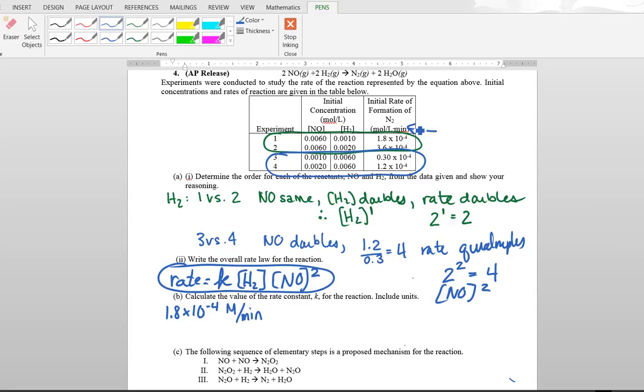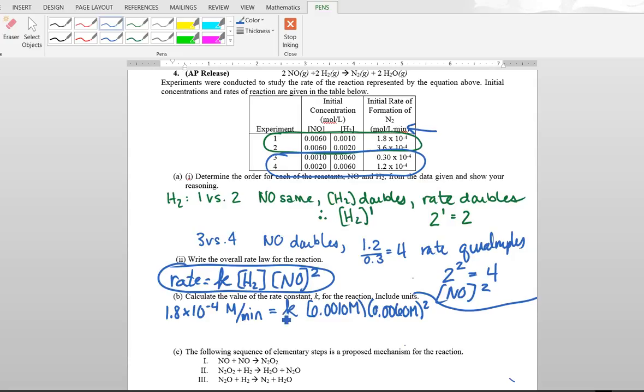Most of the time they're in molarity per second, but sometimes they might be in molarity per hour or molarity per minute. So make sure you look at your data table carefully. And then K, we don't know. H2 is 0.0010 molarity, and then NO2 is 0.0060 molarity squared. Let me draw a line there to simplify that out.